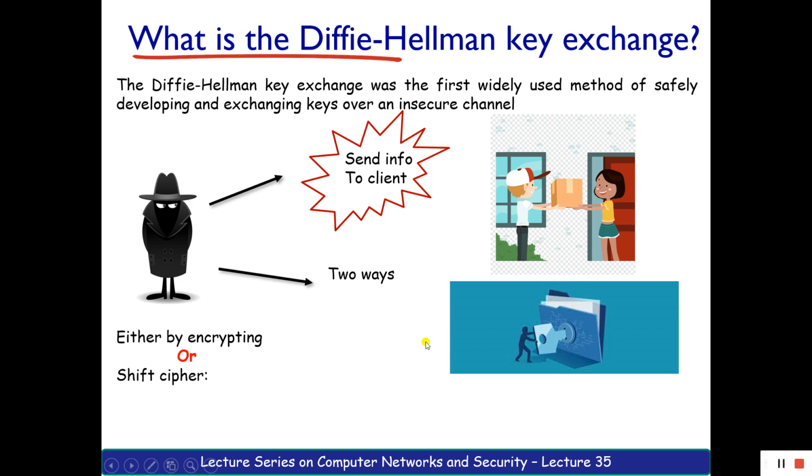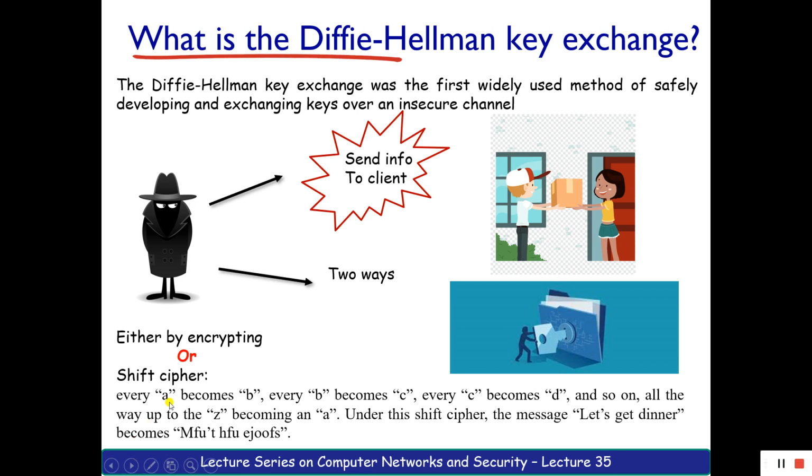Or you can encrypt it using shift ciphers. What is the meaning of shift cipher? Consider that wherever there is A, it will become B. Wherever there is B, it will become C. Wherever there is C, it will become D, and so on till Z becomes A. So this is completely a shift cipher. I can exchange by this way also. How do you exchange by shift ciphers?